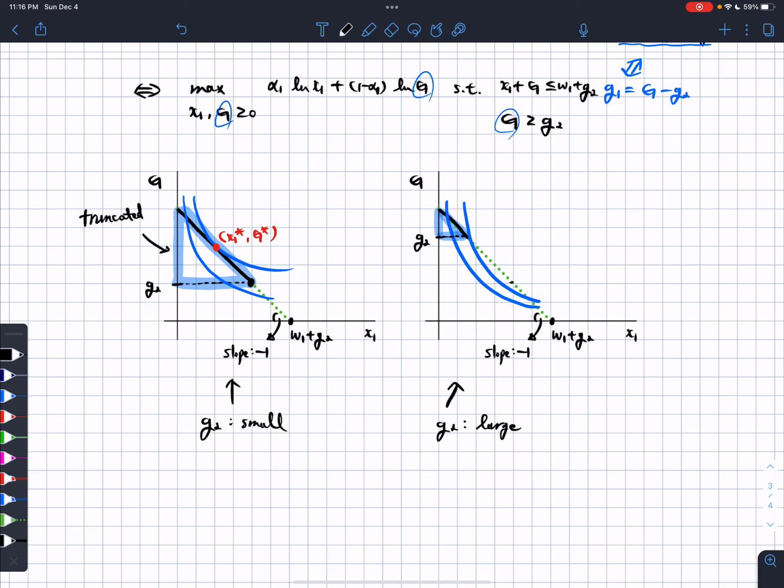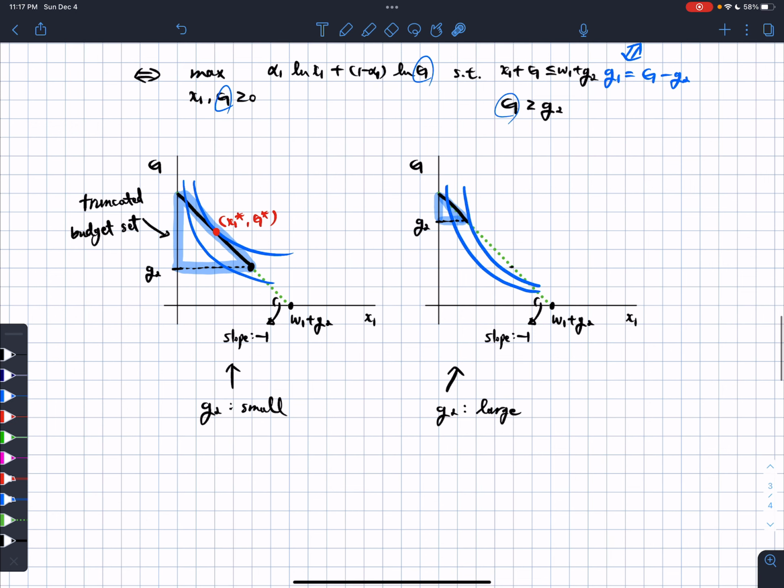Truncated budget set, because this part has been just removed, right? And now the truncated budget set is too small so that the indifference curve is never tangent to this budget line, but rather the solution is at this corner of the budget set. Okay, so here we don't have the tangency of this indifference curve with this budget line, right? So a proper solution to this problem should take care of these two cases.